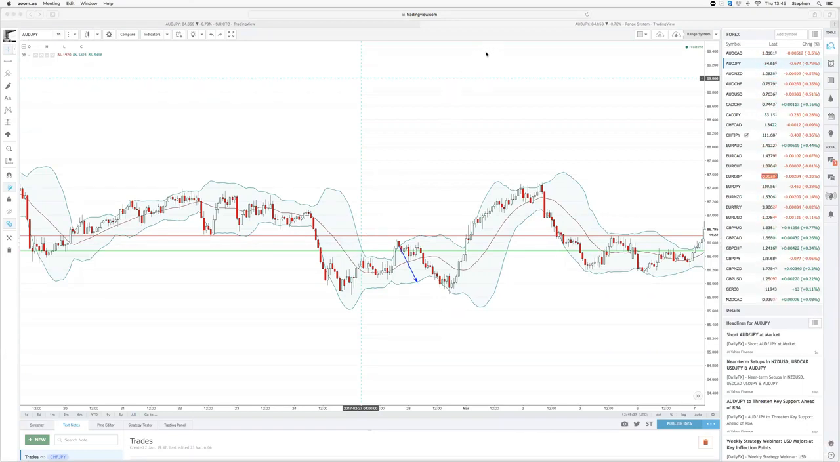Okay, so we've got one form of a setup there. So you can see that our stop loss is well above the oversold area, and our entry is within the Bollinger Band. So the Bollinger Band will be broken back inside before it triggers us with an entry.